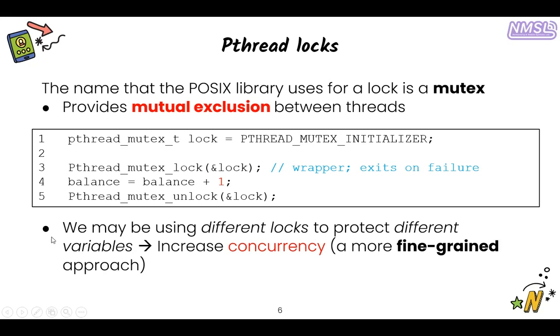Now we could use different locks to protect different variables, right? Or we can choose to just use one lock for all variables. Obviously that'll be slower, but perhaps easier to manage. But if you have multiple different locks, then you increase the concurrency.